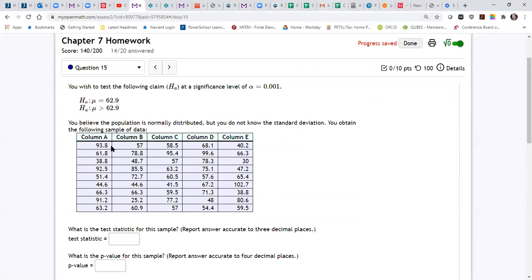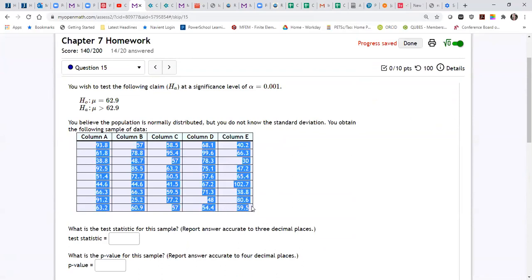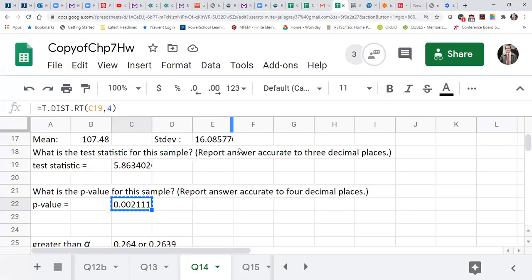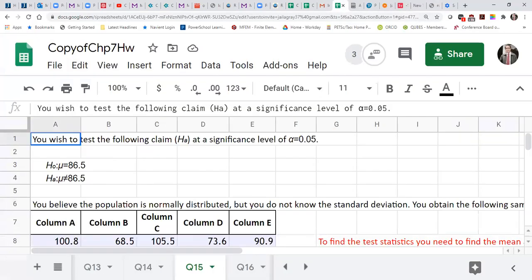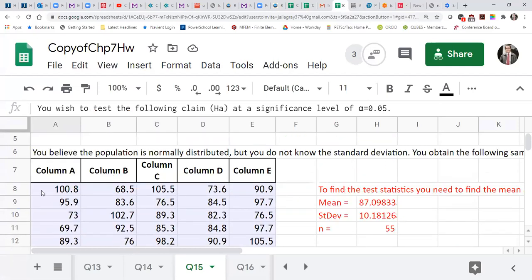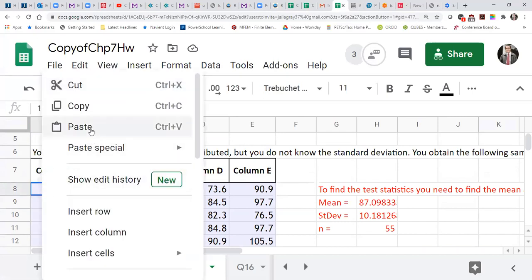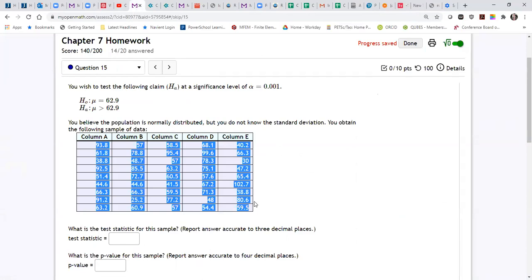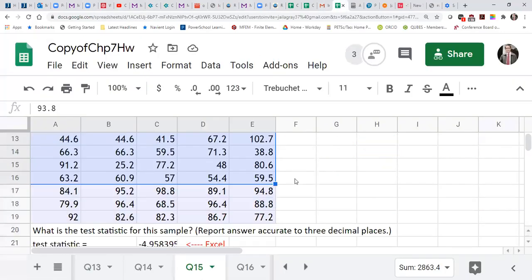Yeah, I think the same thing. Right? So you need to copy all of this data, right? And then paste this to the Excel for number 15. So put it here, right click, and then paste it. Does that work? I think that works, right? And the last data is 59.5, right? So you need to make sure this is 59.5.